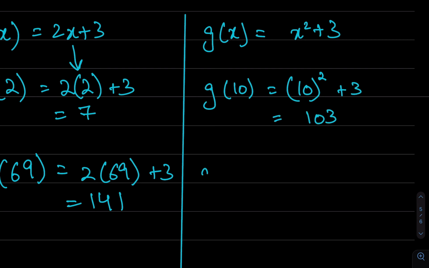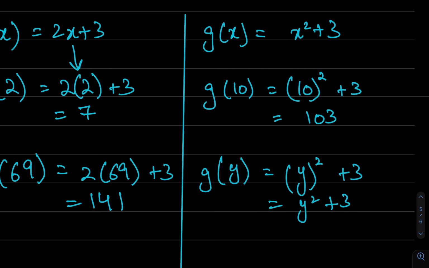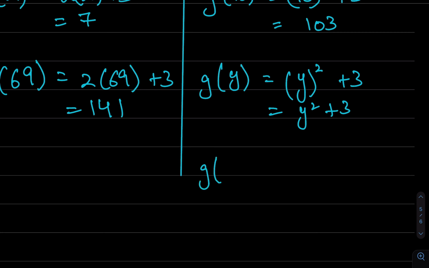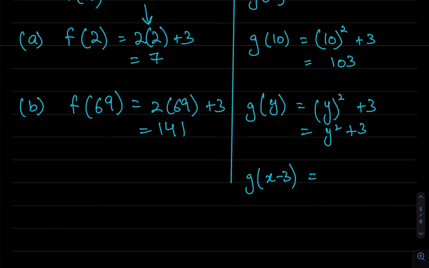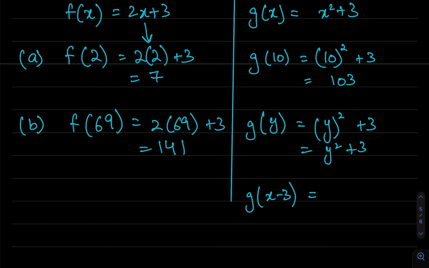Now let's say you have to input some variable into it. What are you going to do then? You're going to put it in the place of x, square that, and do the rest. y squared plus 3, it's just as simple as that. There's literally nothing difficult in this topic. Now let's actually take x minus 3. We're inputting that. So in place of x, we're gonna put x minus 3. So it's going to become x minus 3 whole squared plus 3.